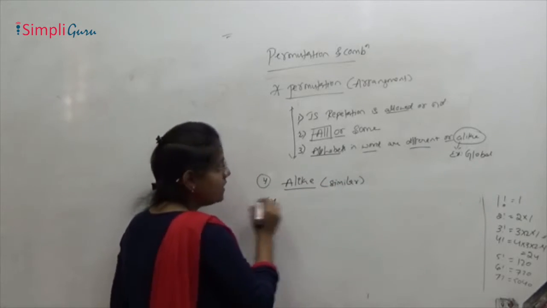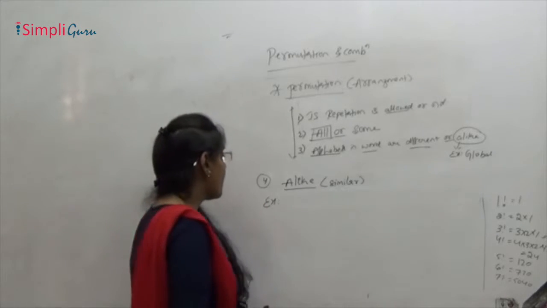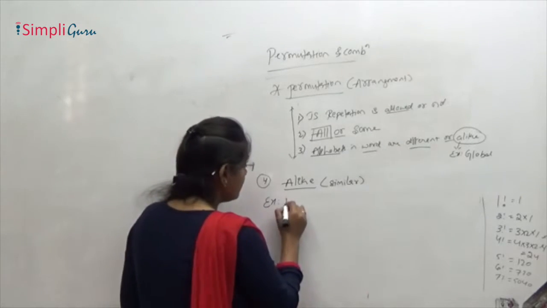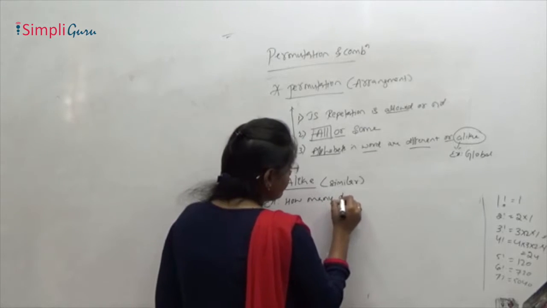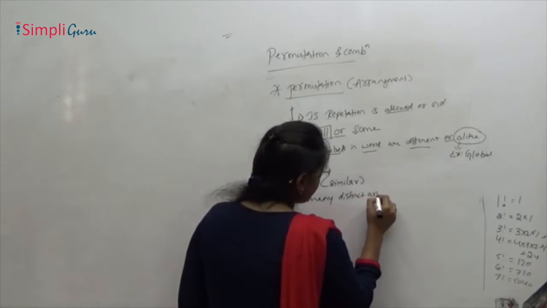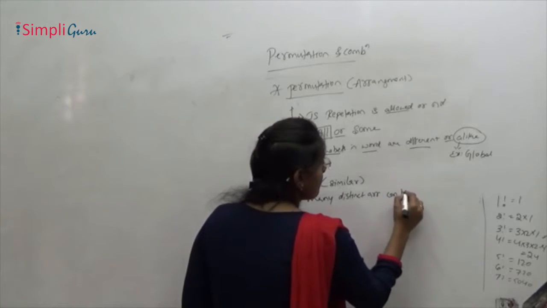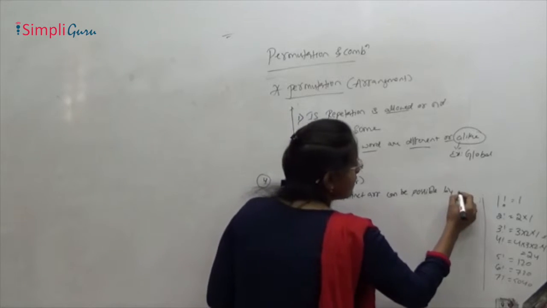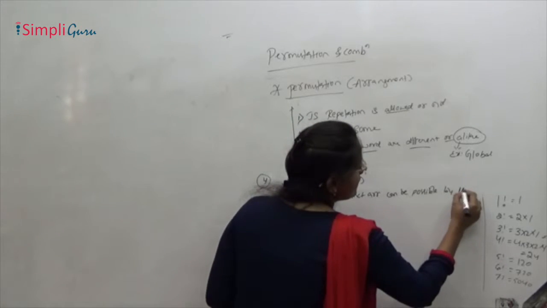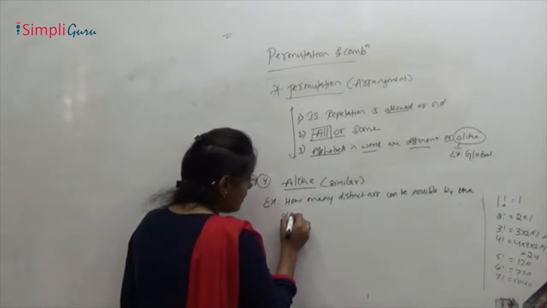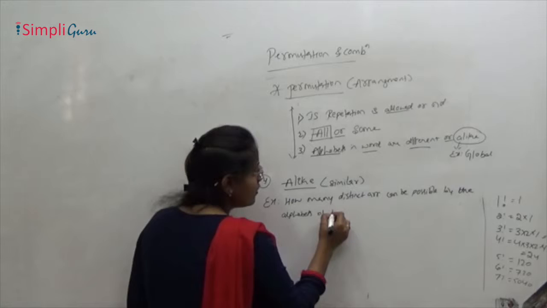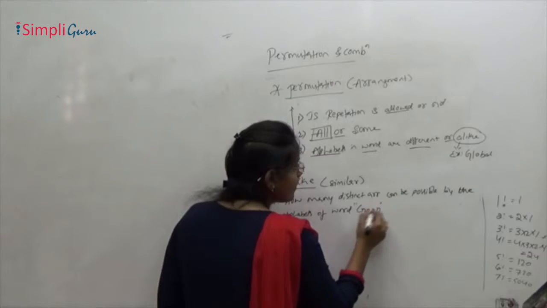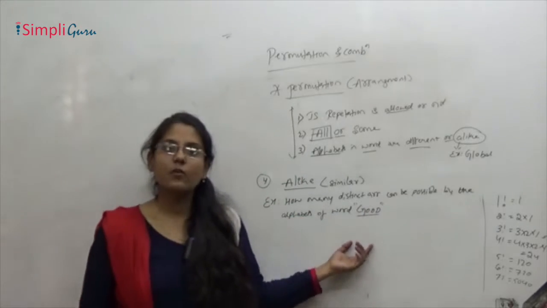Okay, take an example. How many distinct arrangements can be possible by the alphabets of the word good?